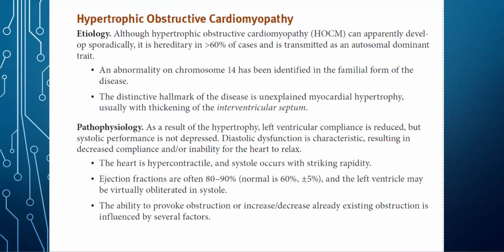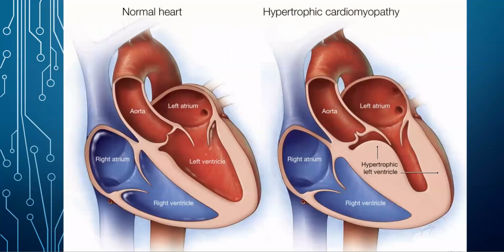Next is hypertrophic obstructive cardiomyopathy. Very favorite topic for AMC. Okay, many cases come from here. Now, hypertrophic obstructive cardiomyopathy, the name implies everything in here. So what happens in here? The left ventricle with the interventricular septum becomes hypertrophied. So the main hallmark of this disease is that there will be thickening of the interventricular septum.